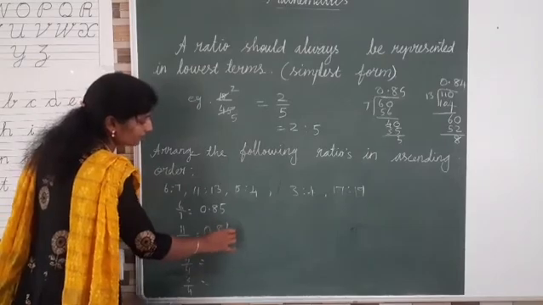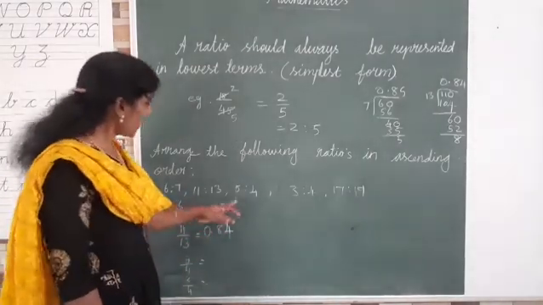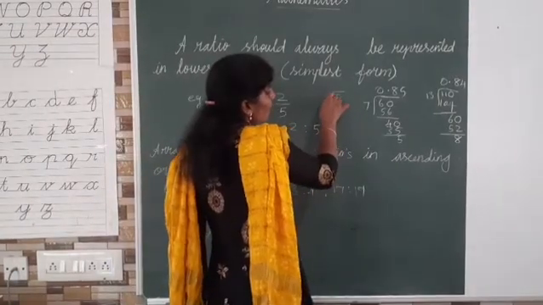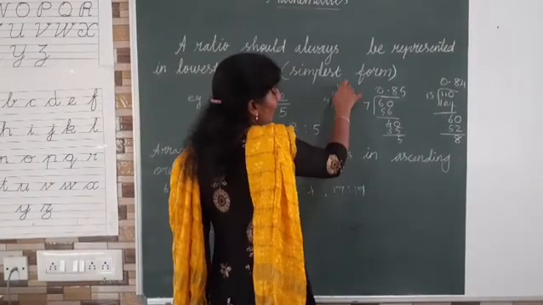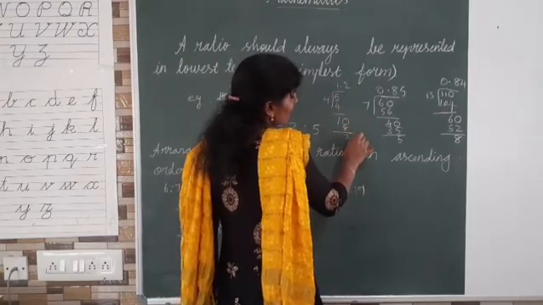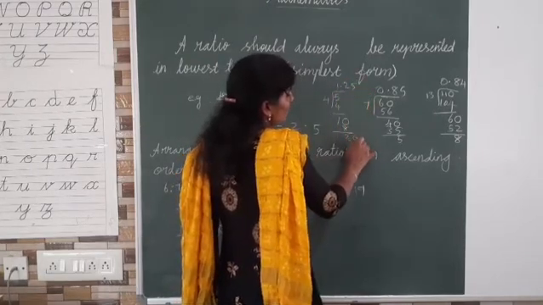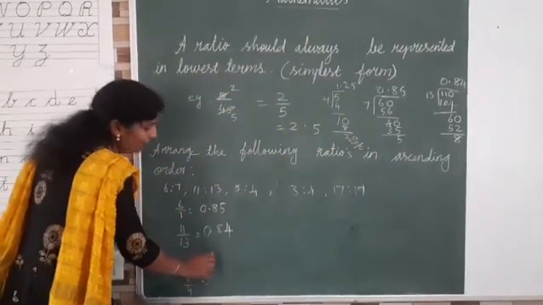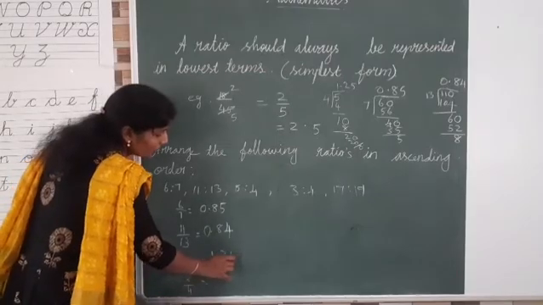0.84. Okay. Then next, 5 by 4. What is 5 by 4? 5 divided by 4. 1 4 is 4. 1 balance. Get 0. 2 4s are 8. 2 balance. Again 0. 5 4s are 20. So 1.25. Okay. 5 by 4 is equal to 1.25.